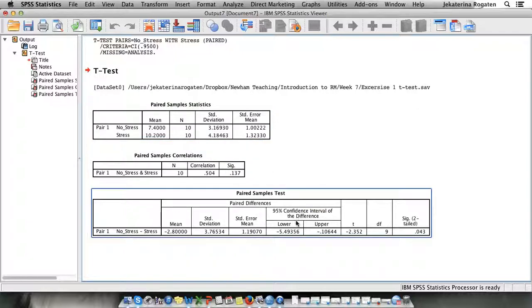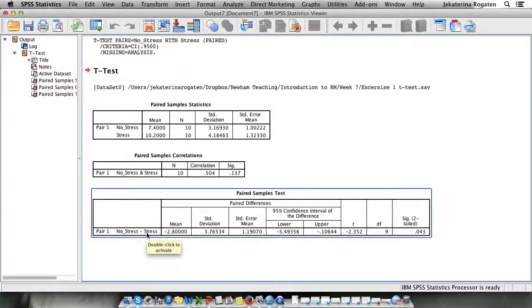The next table you're interested in is the paired sample t-test, which actually shows you the statistics. In this case, we are interested in the t-value, degrees of freedom, and whether it is significant or not. Importantly, the sign of the t-value depends on which condition you subtracted from which. In our case, in SPSS, we subtracted stress from no stress, and because in the stress condition they made more errors, our value is negative.